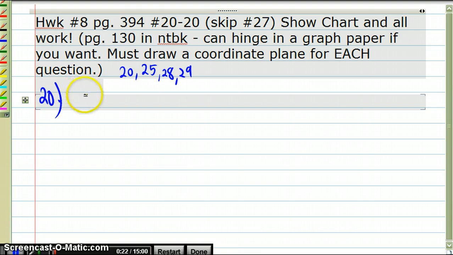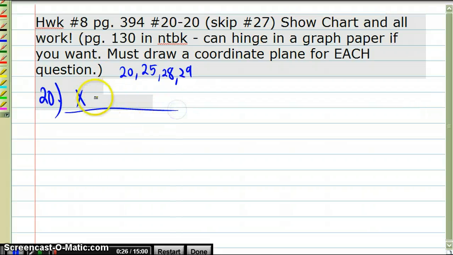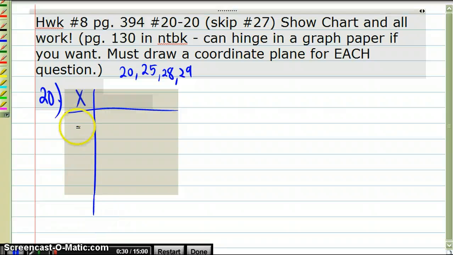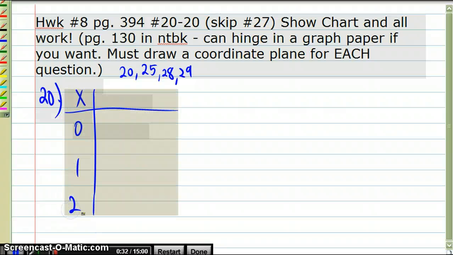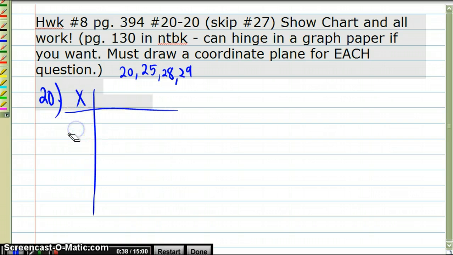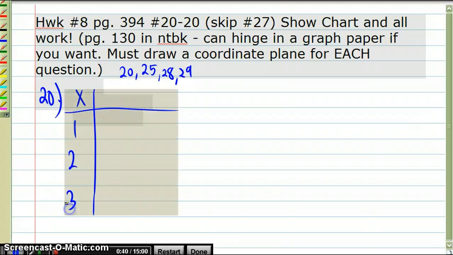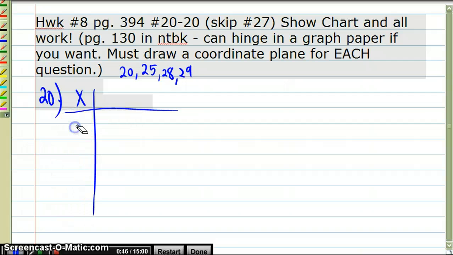You're going to start with picking your x's. That's the first step we want to do, so we're going to create a little chart. Our x's that we want to pick, you really can pick anything. You want to pick 0, 1, and 2. You can always pick 0, 1, and 2 for every question. A lot of us were picking maybe just 1, 2, 3, keeping everything positives. That's fine as well. I'm going to choose to use 0, 1, and 2, and I'm staying in the positives as well.